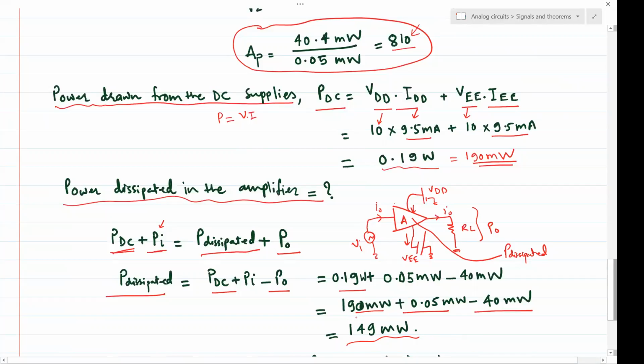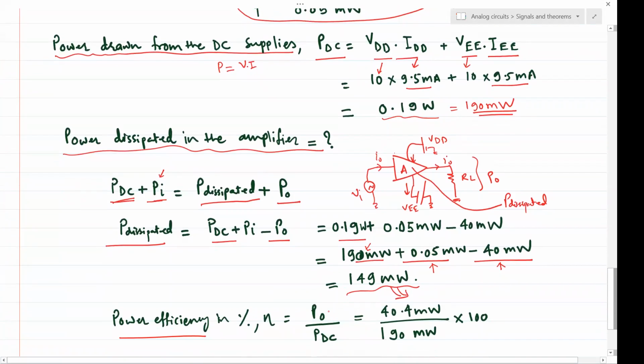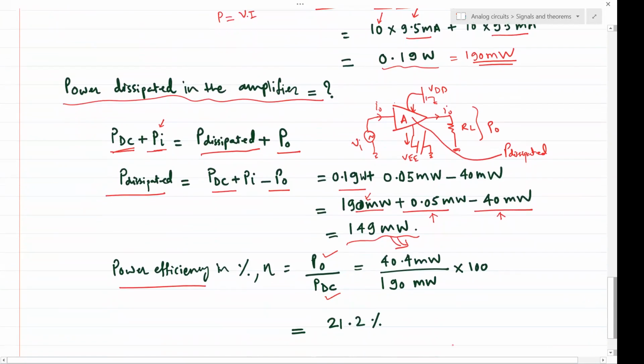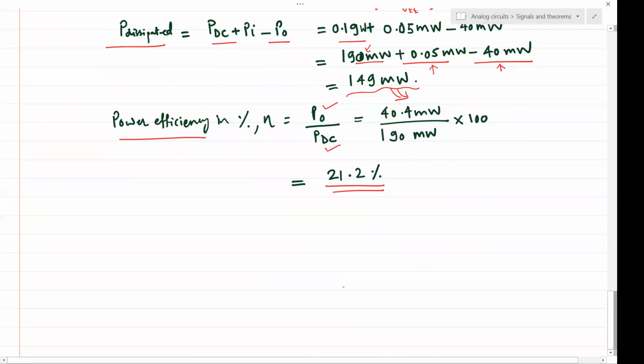So we can see that a large amount of power gets dissipated in this amplifier in amplifying the input signal at a power level. It amplified the input power level from 0.5 milliwatt to the output power level of 40 milliwatt, and it uses about 40 or 39 milliwatt, which is 190 minus 149, to achieve this job. Its efficiency would be simply calculated as how much power was delivered to the load and how much was drawn from the supply, which is calculated to be 21.2%. So apparently this amplifier is not that efficient, but it does the job of amplification. That's how we understand the basic concepts of this amplifier.